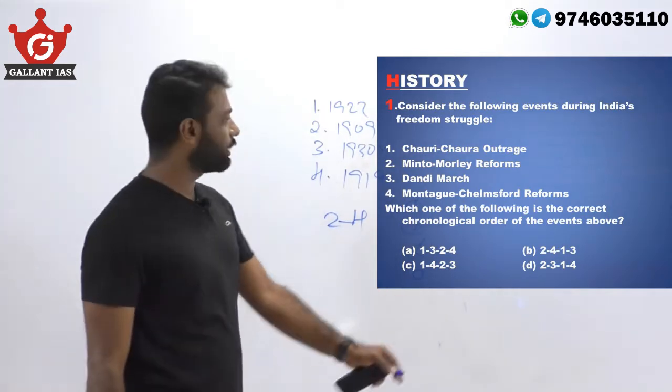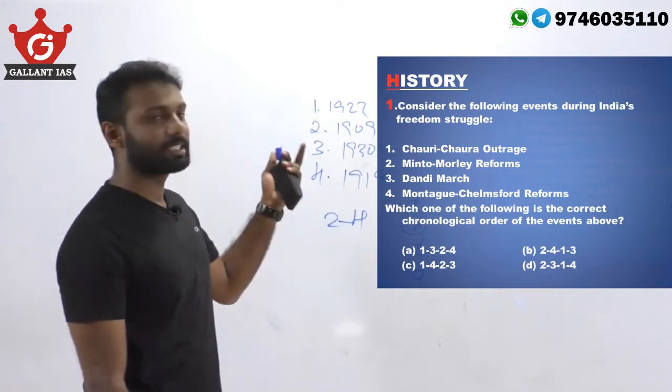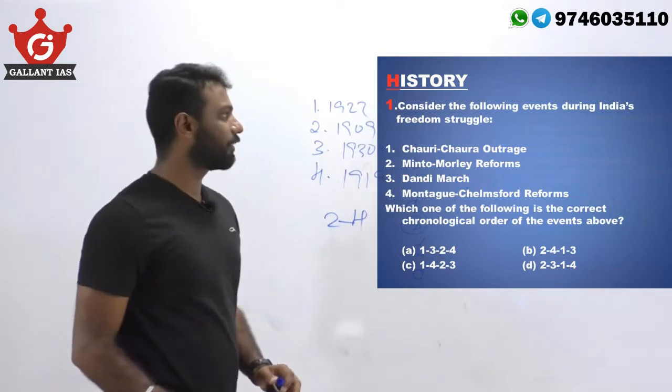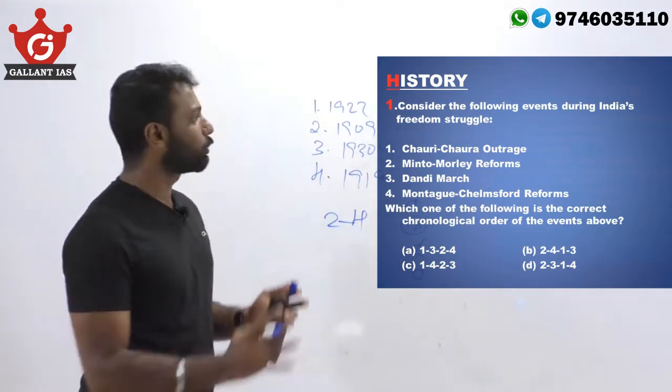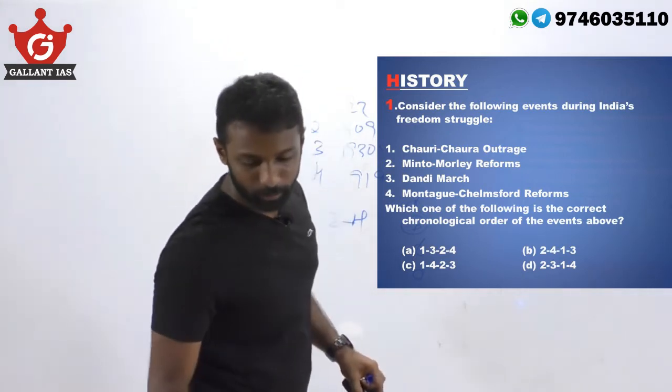So the answer is option B, that is Minto-Morley reforms, then Montagu-Chelmsford reforms, then Chauri Chaura outrage, and later the Dandi March. So when studying history, we must clearly notice the time period to attend these kinds of questions. Okay, so moving on to the next question on economy.